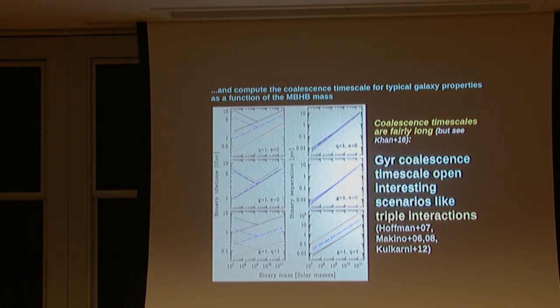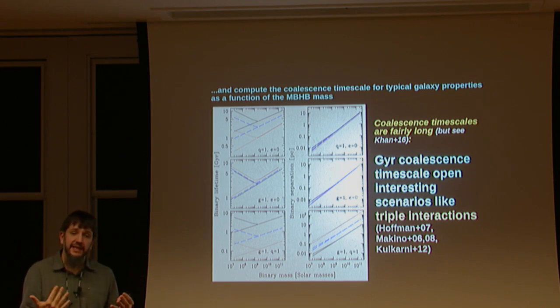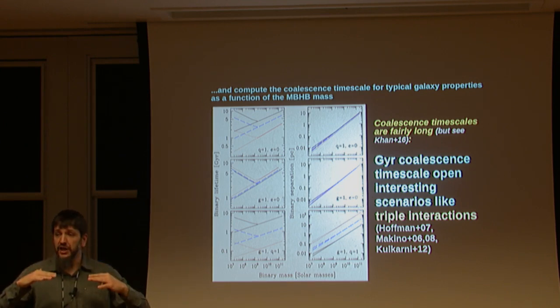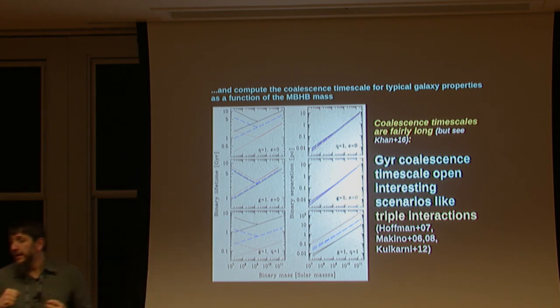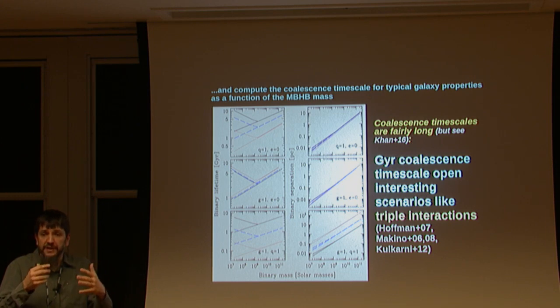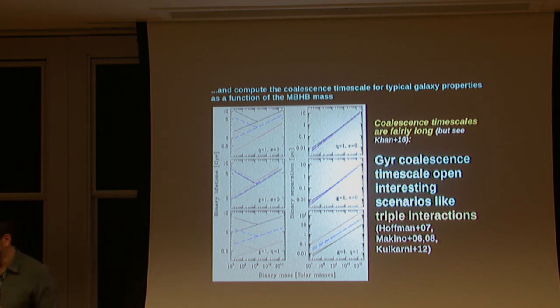But the bottom line here is that these times can be particularly long, of the order of gigayears, especially for very massive galaxies that have very shallow density profiles. And this is particularly interesting for pulsar timing arrays, because pulsar timing arrays are actually sensitive to the systems that reside in this kind of galaxies.